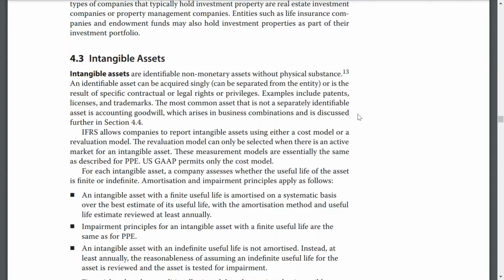IFRS allows companies to report intangible assets using either a cost model or a revaluation model. The revaluation model can be selected when there is an active market for an intangible asset. The measurement models are essentially the same as described for PPE. US GAAP implements only the cost model.